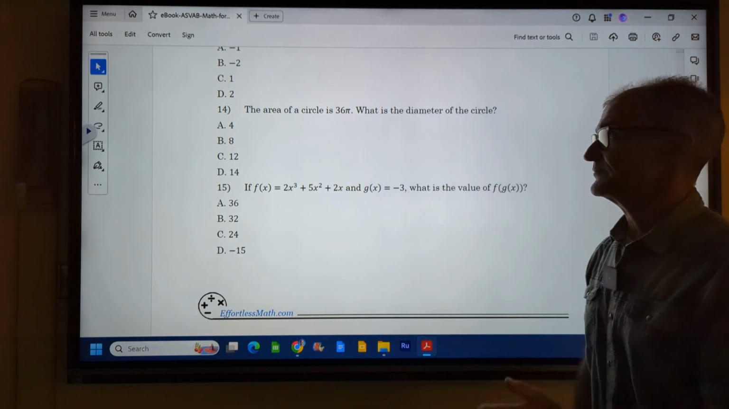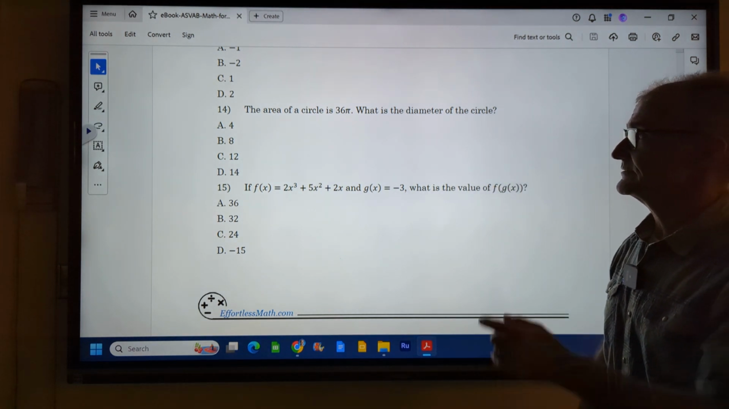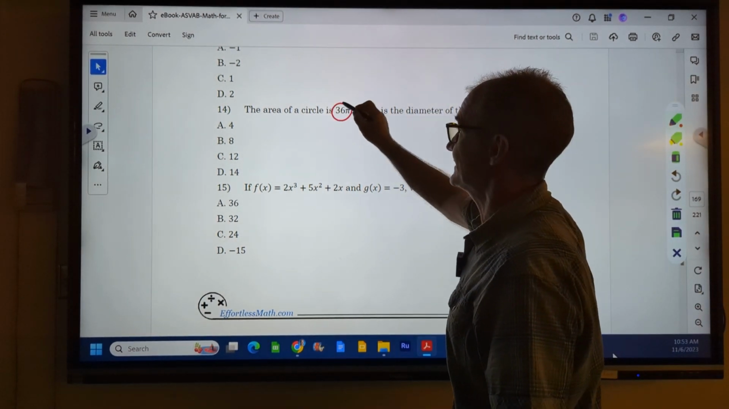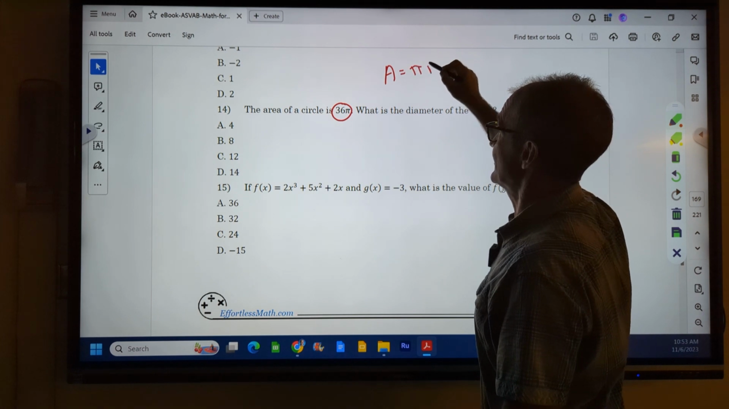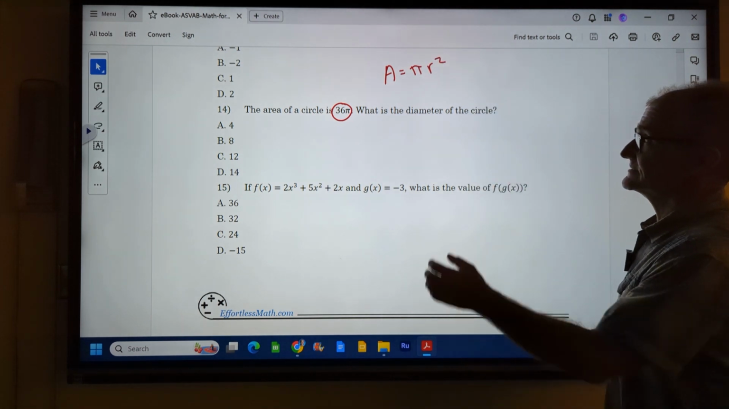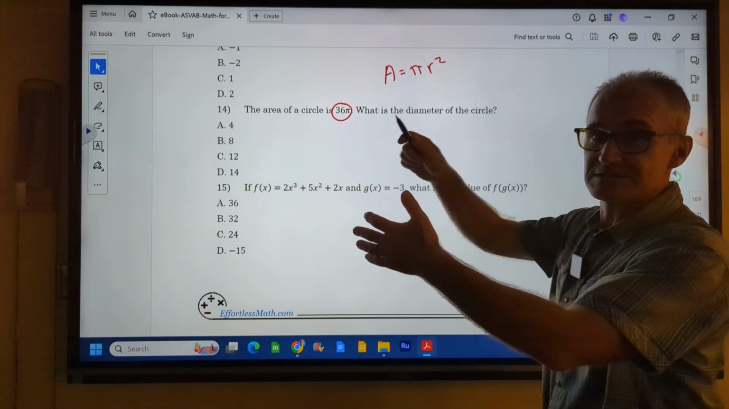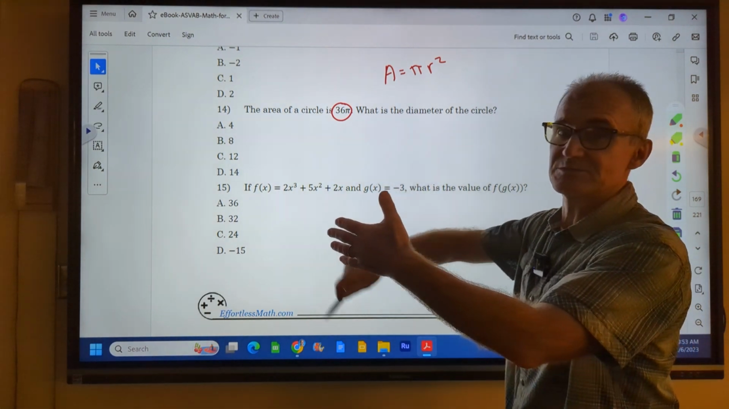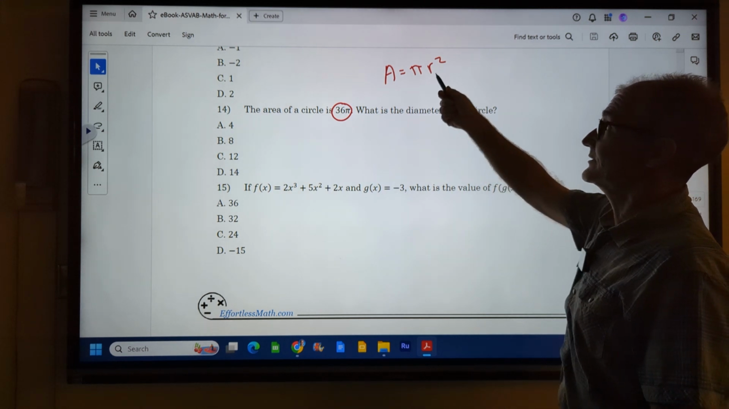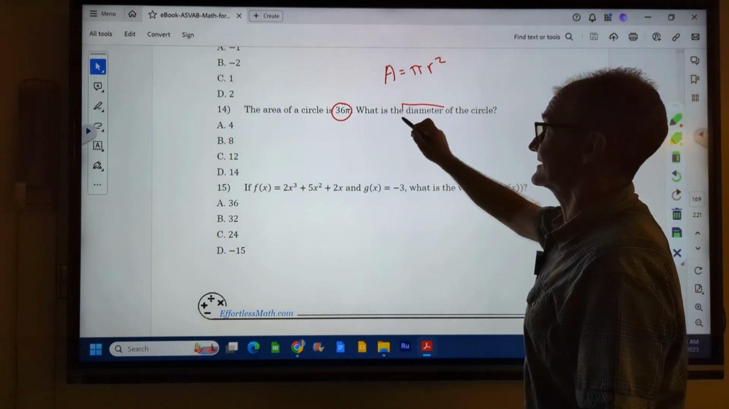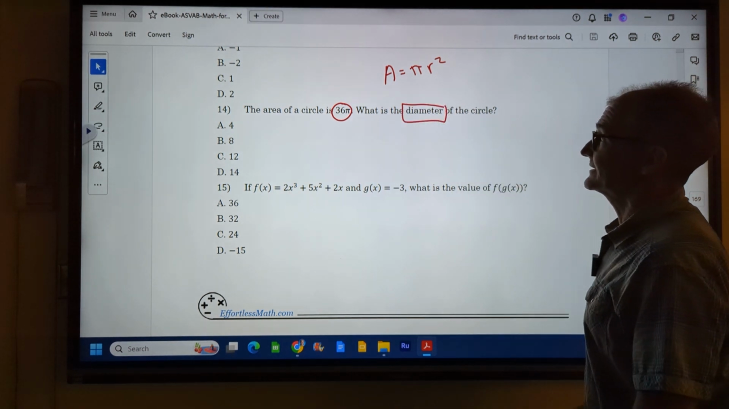All right, so number 14. The area of a circle is 36 pi. Area of a circle is defined as pi r squared. So that's the area of a circle. Circumference, the distance around the outside, is 2 pi r. What is the diameter of the circle? So in my equation, I have radius, and here it's saying diameter. So I don't want to get caught on that.